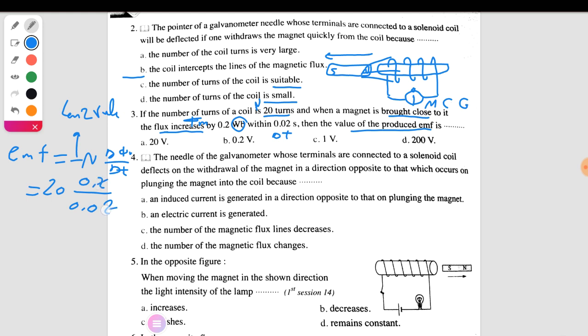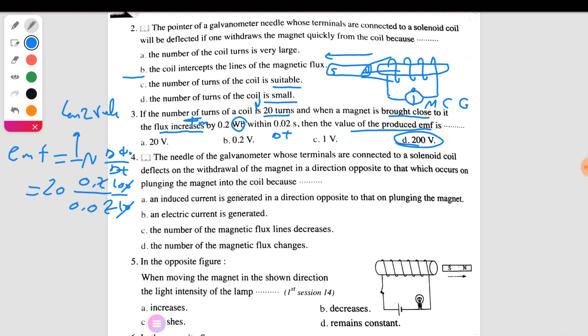2 cancels with 2, 0.01, 100 divided by 10... 0 cancels with 0, 10, 20 equals 100. The answer is 200 volt.